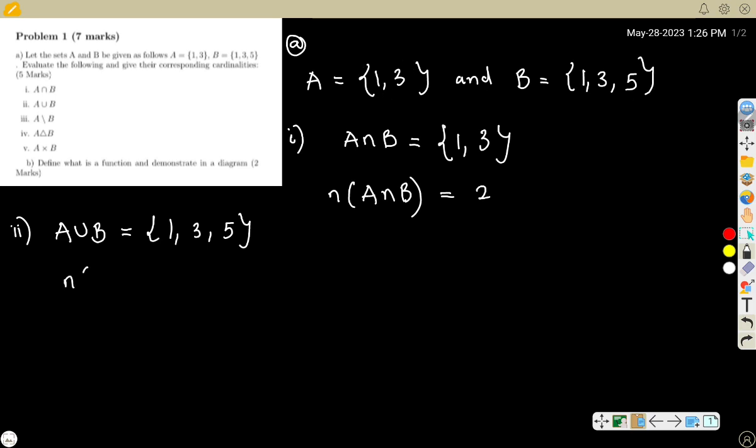So the number of A union B, that is the cardinality, is 3. Just count the numbers inside: 1, 2, 3. So that's the cardinality.